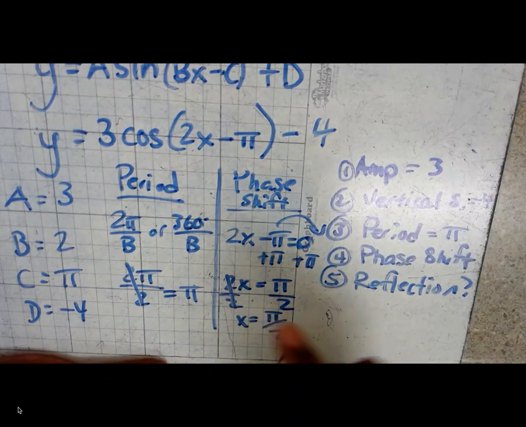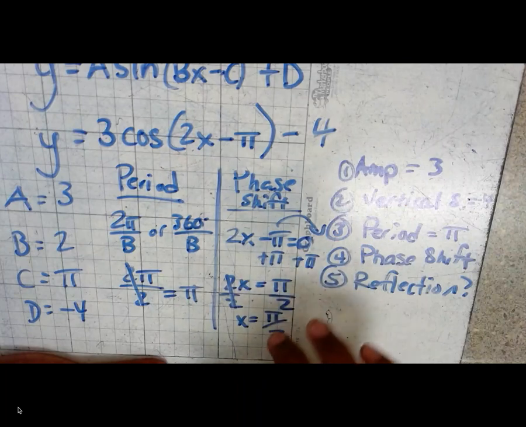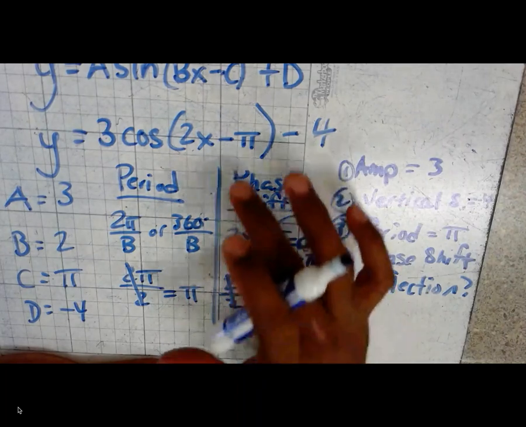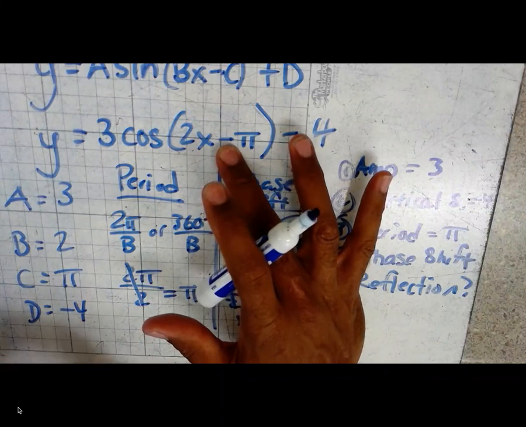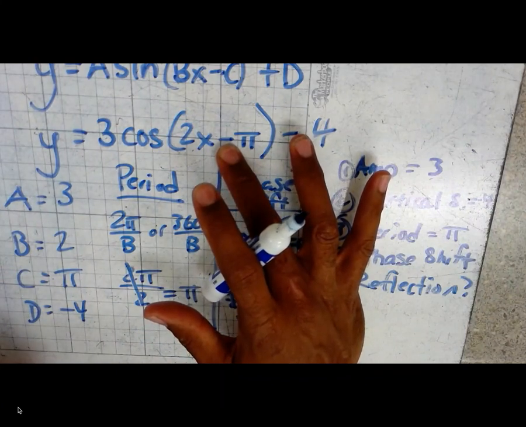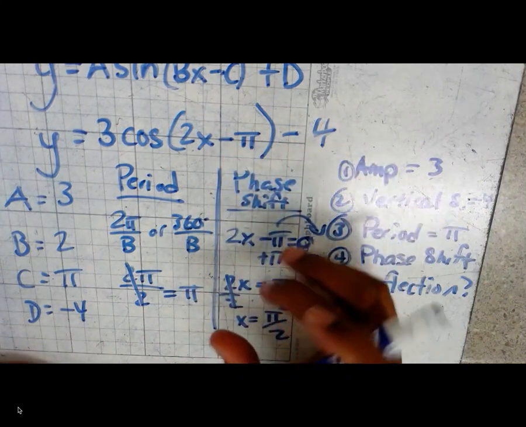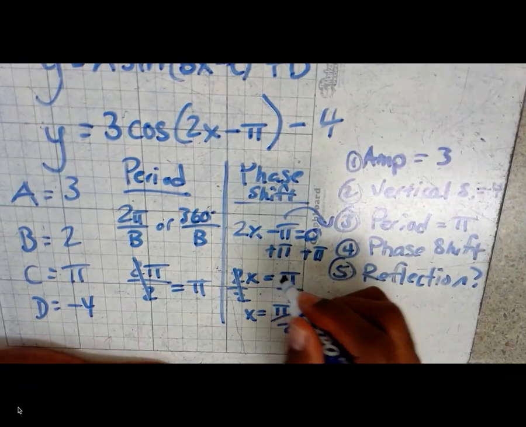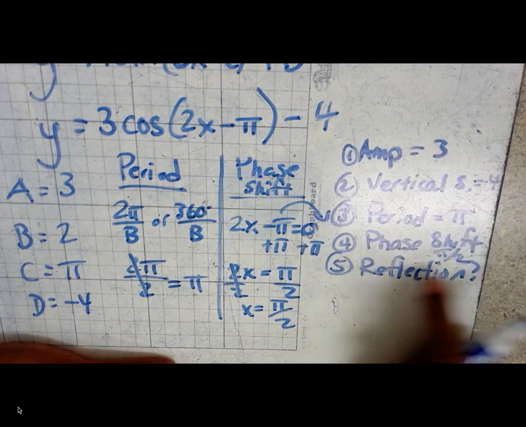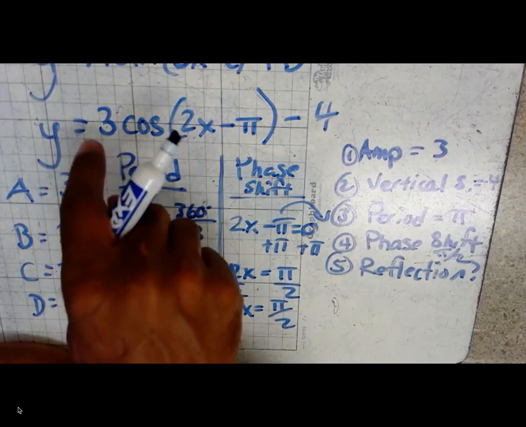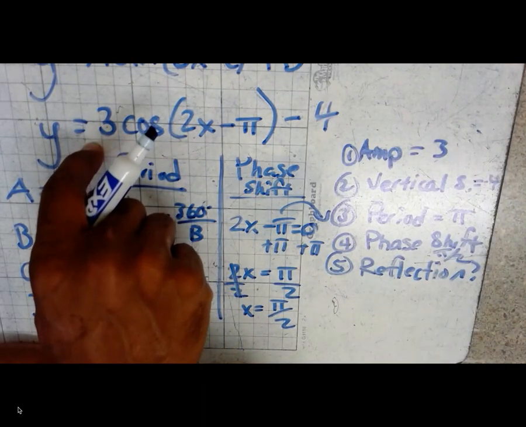And that makes sense because it's pi over 2 to the right, so half pi to the right. Remember that when this is negative, the shift is actually positive, or it means it goes to the right. I don't know if you guys remember that from transformations. So here the phase shift would be pi over 2. Okay. Is there a reflection? No. I would see a negative in the front if there was a reflection.